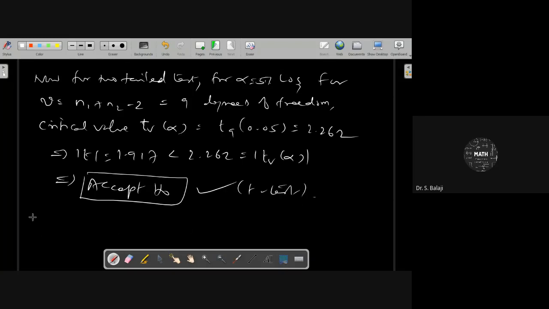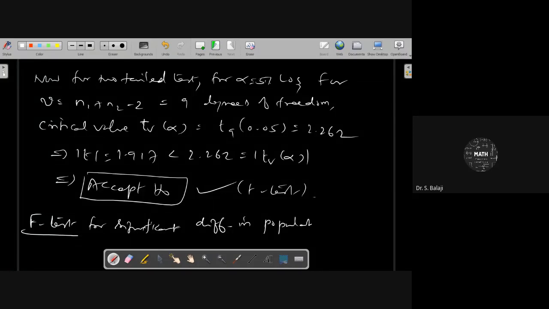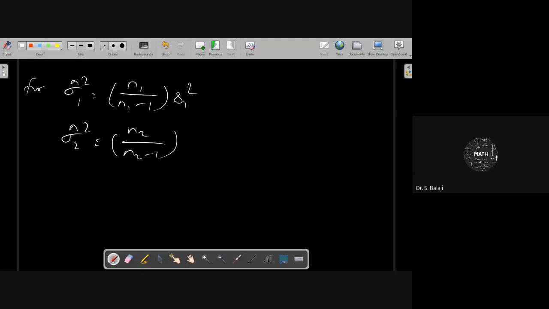Similarly, you have to adopt the F test for significant difference in the population variances. For that, you have to calculate sigma 1 cap square, which is n1 by n1 minus 1 into s1 square. Similarly, sigma 2 cap square is n2 divided by n2 minus 1 into s2 square.